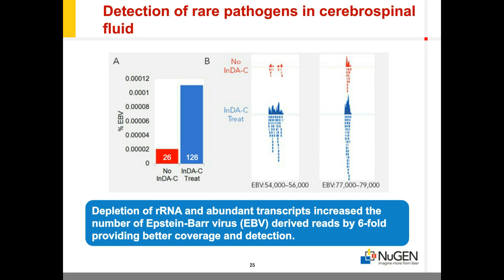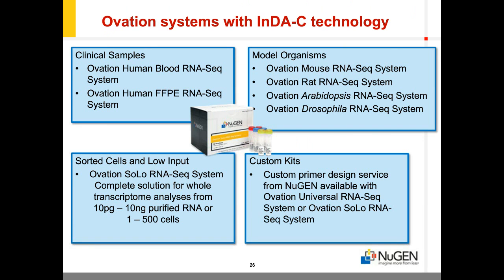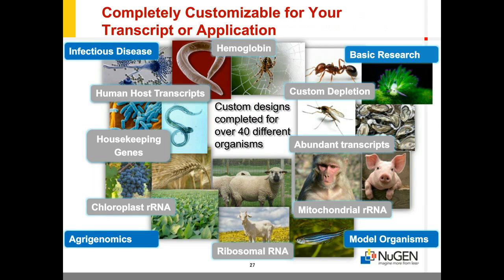NuGen provides a number of catalog kits incorporating the InDA-C technology, with specific probes targeting human ribosomal RNA, human blood, which includes ribosomal RNA as well as hemoglobin, or ribosomal RNA from specific model organisms. Most importantly, the InDA-C probe design can be completely and easily customized for your specific project, unwanted transcript, or organism, and can be seamlessly incorporated into the existing workflow. To date, custom InDA-C probes have been designed for over 40 different organisms for a variety of studies, highlighting the versatility of the technology.